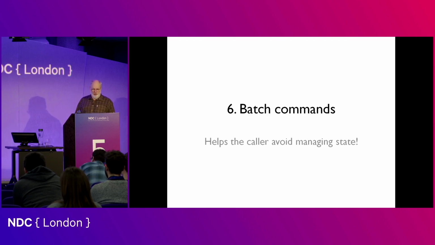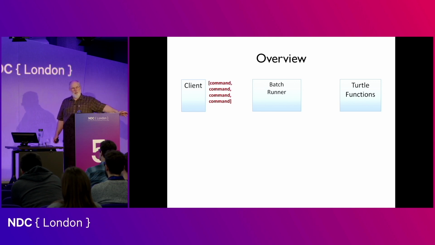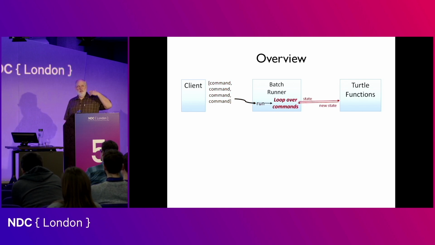So let's start with batches. How does the batch process help you avoid the state? Well, what we're going to do is have a special intermediary, a batch runner, and we're going to send it a command, and it's going to do the running of the turtle for us, and it will keep track of the state for us. So we'll start with batches because that's the simplest one. And we're going to send it: do this, do this, do this.